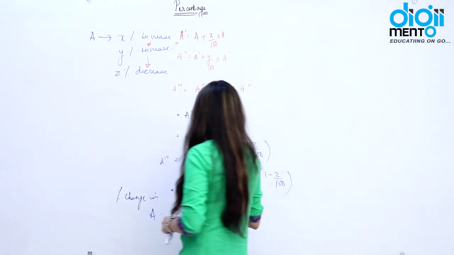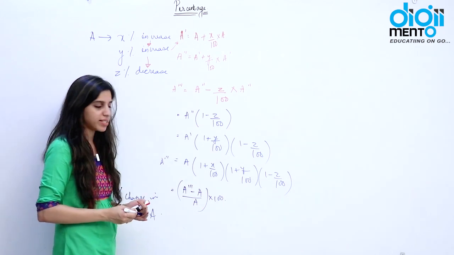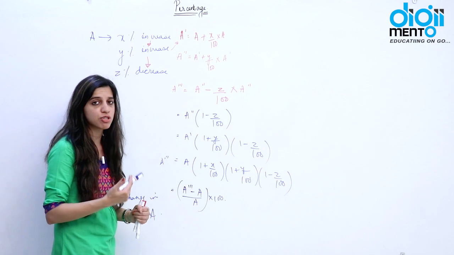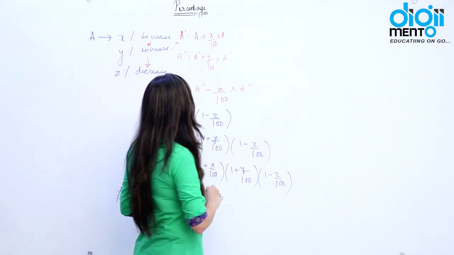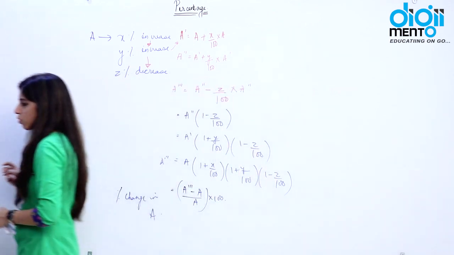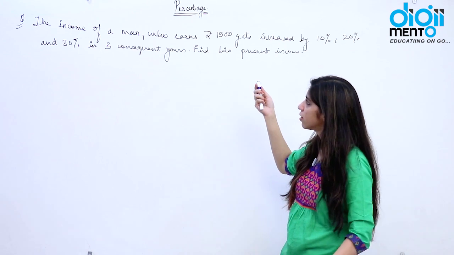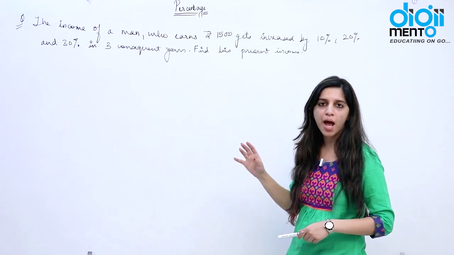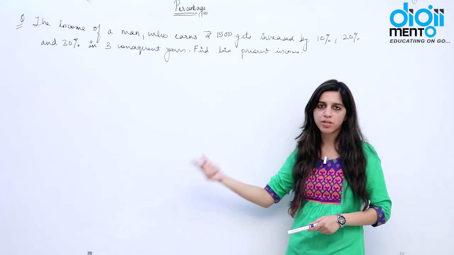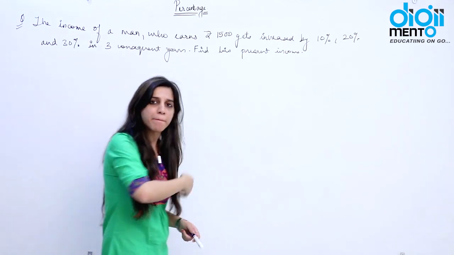So after you find the final value, you can find the percentage change in A. See, the reference is A because we are finding what value it has become with respect to A. We can take an example on this one also. So look at this example. There is a man who used to earn 1500. Now he got an increment of 10%, 20% and 30% in 3 continuous years, right. They are asking you to calculate his present income.